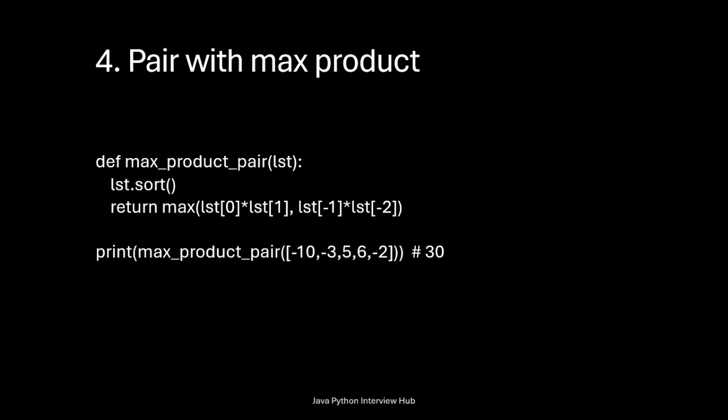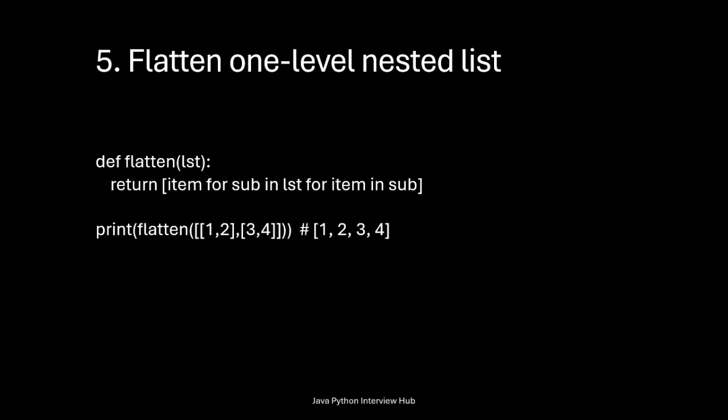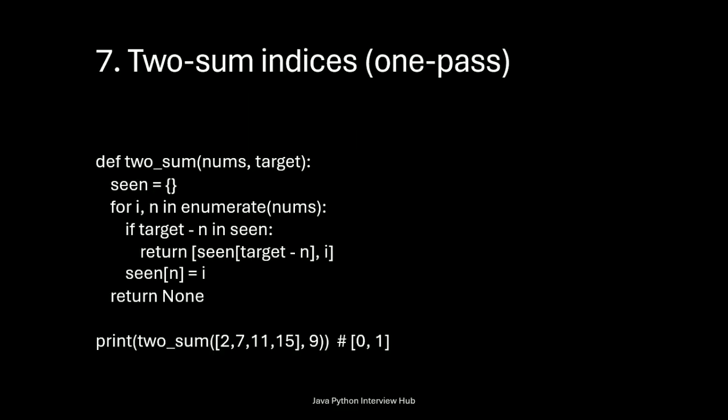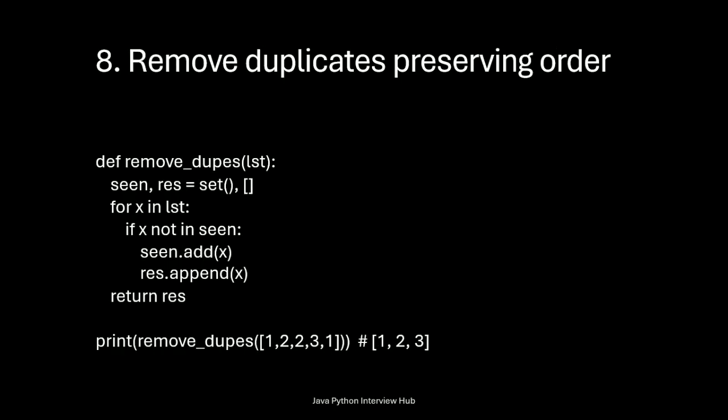So these all are interview questions which have already been asked in interviews. So prepare with your code, with your editor, and run with fluency. Flatten one level nested list, a single line of code, you just have to call the function in a print. Move zeros to end. This is one of the most important practical questions in the industry right now. Then two sum indices. Next is remove duplicates, preserving order. This is the second most important question.